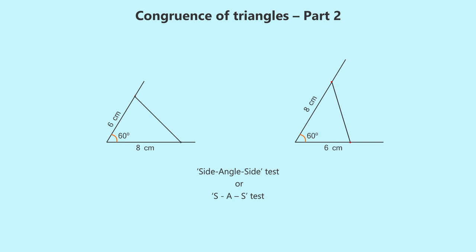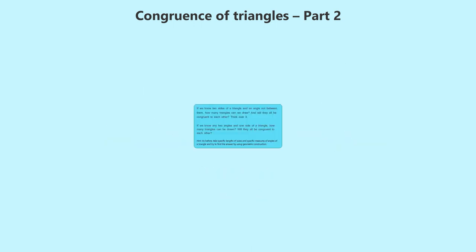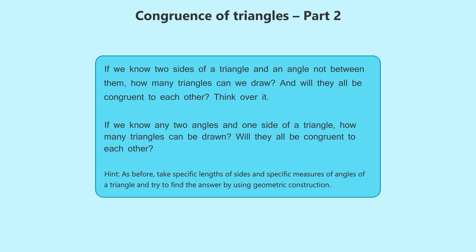Okay, now let me ask you a question just like we did now, but slightly different. If we know two sides of a triangle and an angle not between them, how many triangles can we draw? And will they all be congruent to each other? Think over it. Another similar question. If we know any two angles and one side of a triangle, how many triangles can we draw? Will they all be congruent to each other? Hint: as before, take specific lengths of sides and specific measures of angles of a triangle and try to find the answer by using geometric construction.